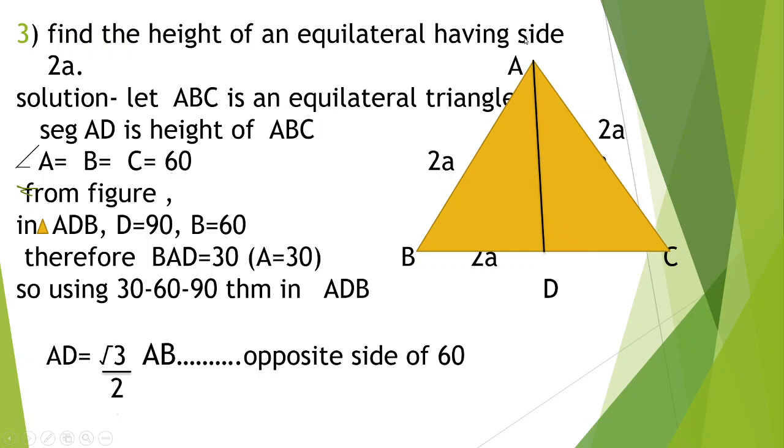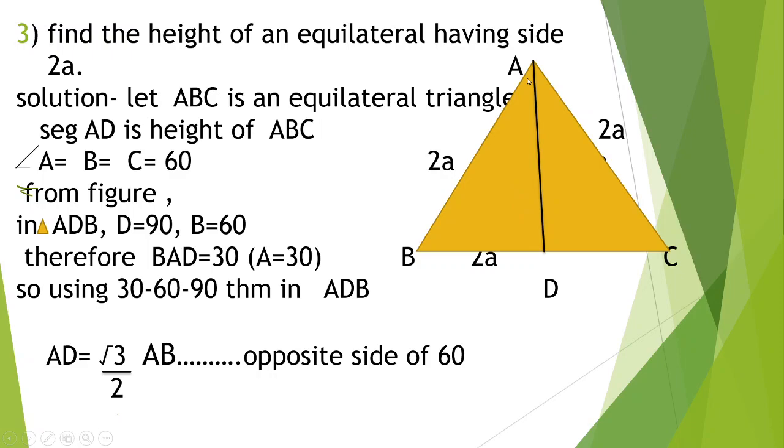We draw height AD in this diagram. So right here in triangle ABC, let ABC be an equilateral triangle. Segment AD is the height of triangle ABC. Then angle A is equal to angle B is equal to angle C is equal to 60 because this given triangle is an equilateral triangle. And sides are also congruent. AB is equal to 2a, BC is equal to 2a, AC is equal to 2a. AD is the height of this triangle.